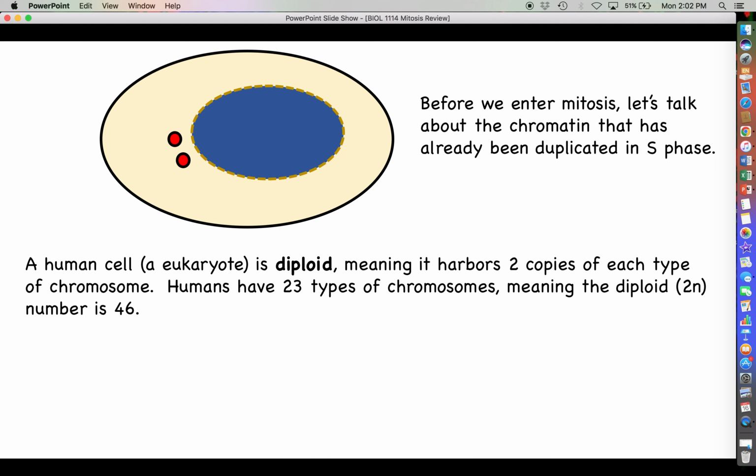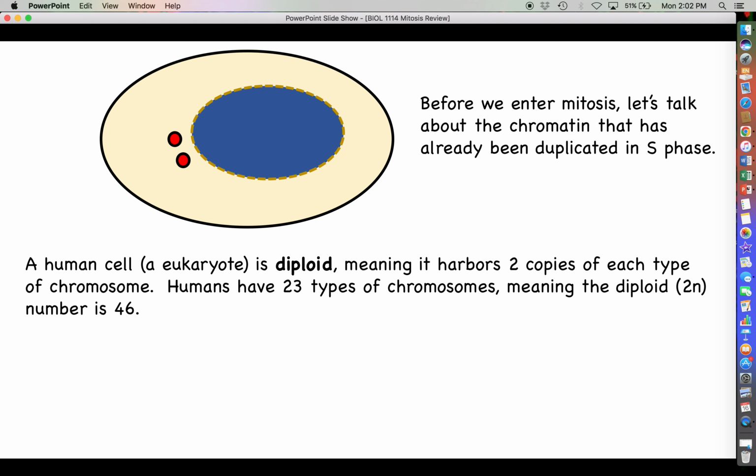Now keep in mind, humans have 23 different types of chromosomes, but that doesn't necessarily mean that dogs or cats or other types of animals or organisms are going to have the same number of chromosomes. So that number is going to be different from organism to organism in most cases.